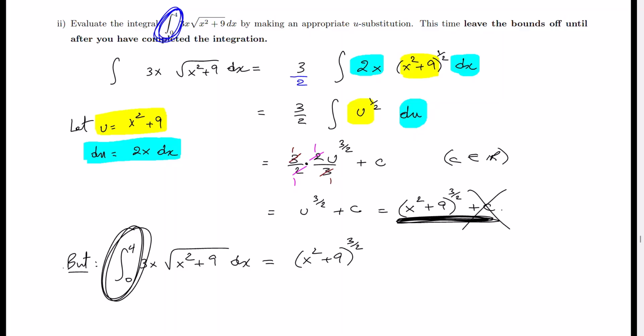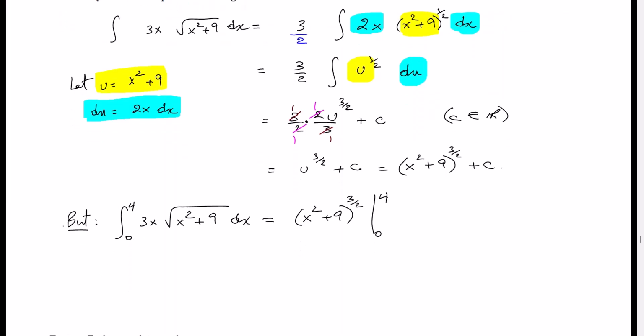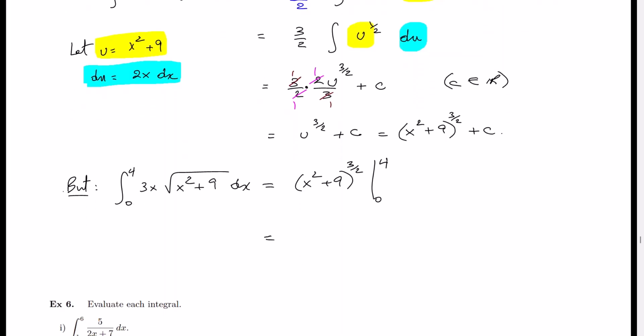But since it's a definite integral, I need to use the fundamental theorem of calculus and put in the original numbers, 0 and 4, at the end. So that's how that would look. Let's continue along. According to the fundamental theorem of calculus, the upper bound is supposed to go in first. Every time I see an x, replace it with 4. So we get 4 squared plus 9 to the 3/2.